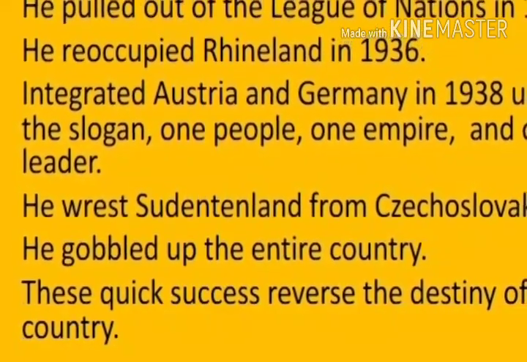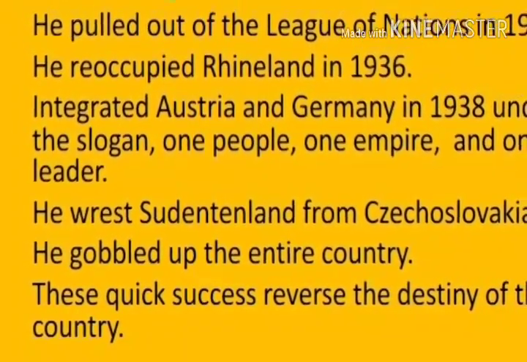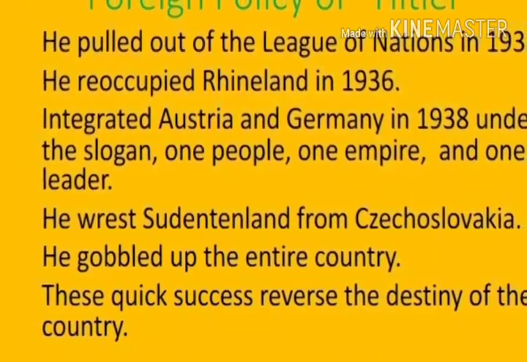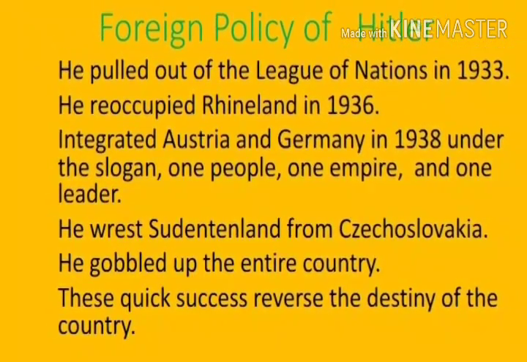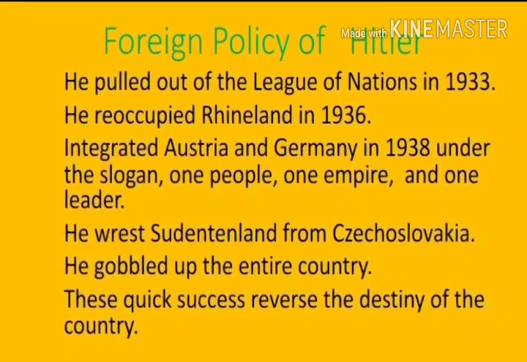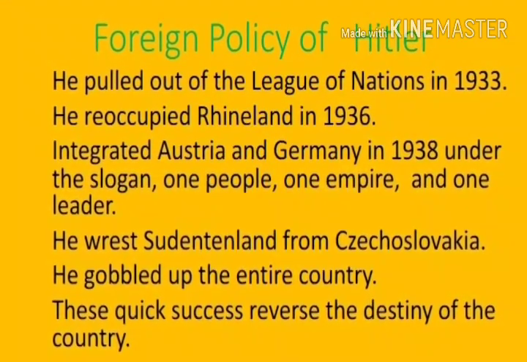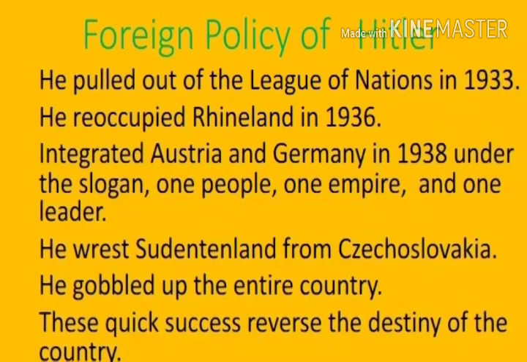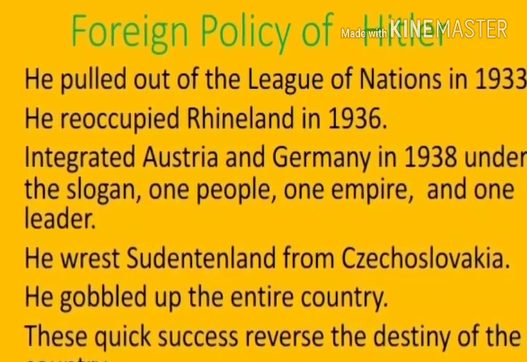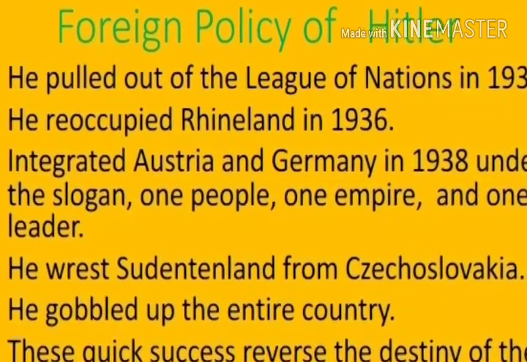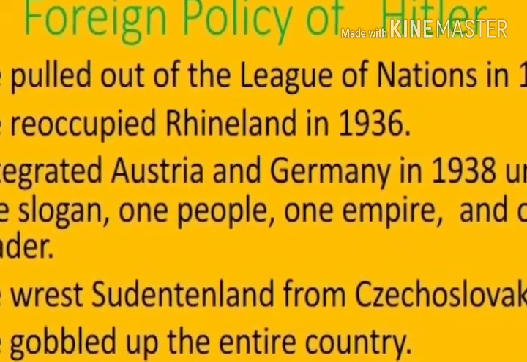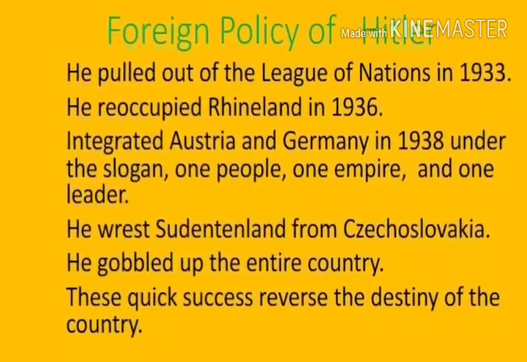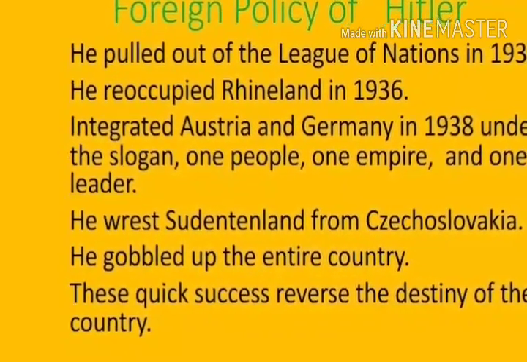He pulled out of the League of Nations in 1933. He reoccupied the Rhineland in 1936. He integrated Austria and Germany in 1938 under the slogan One People, One Empire, and One Leader. He wrested German-speaking Sudetenland from Czechoslovakia and gobbled up the entire country.